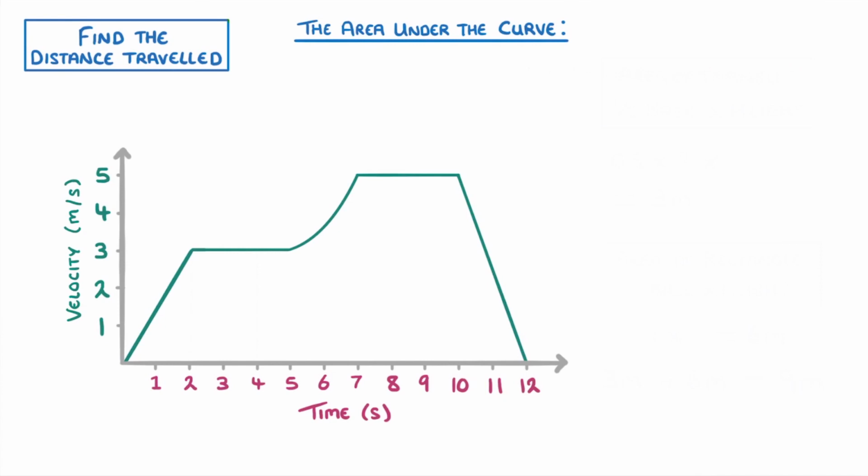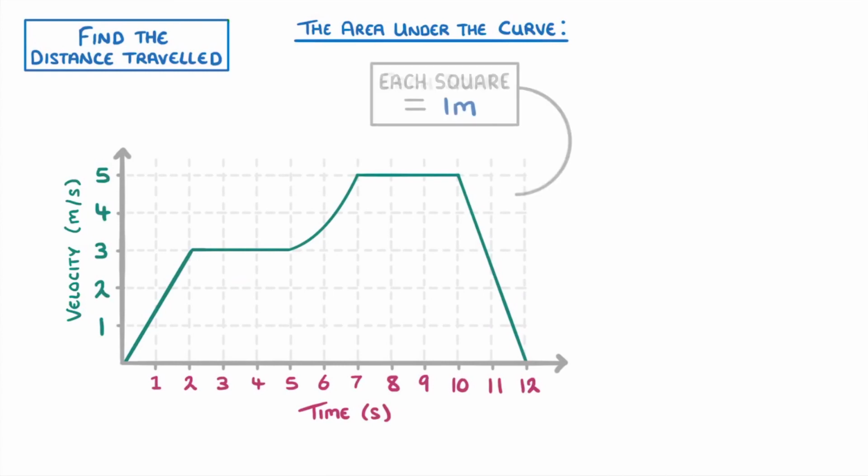Now, calculating the area under curved parts of the graph is a bit trickier. And if you only have to estimate it, then you'll be given a grid as the graph background, like this. And you can find the area by counting the number of squares under that section of graph. For example, in this graph, each square in the grid is equal to 1 meter of distance travelled.